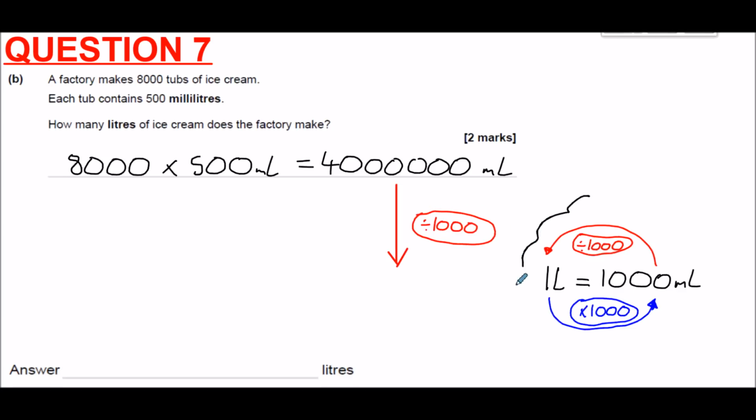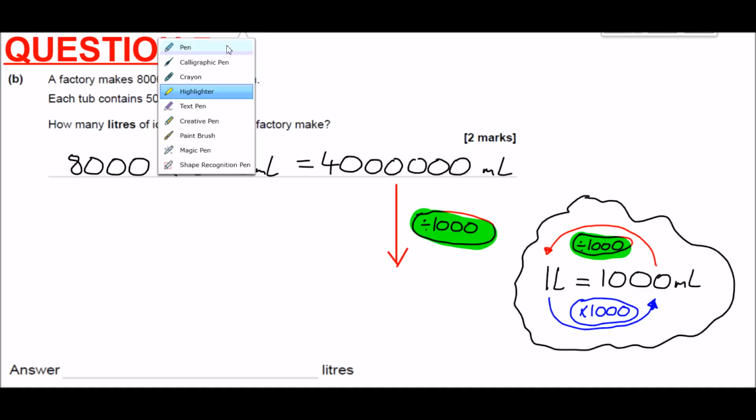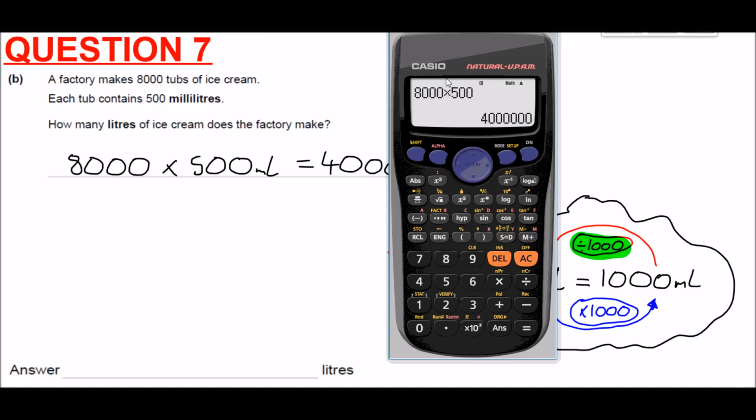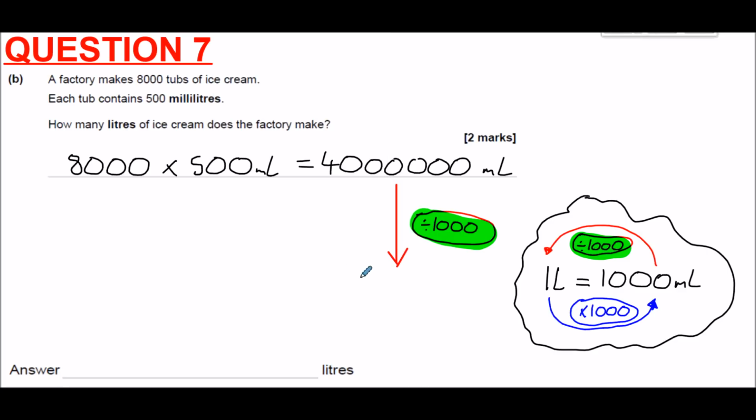So I'm just using this conversion factor here to help us. It's going to highlight where the 1,000 came from. So 4 million divided by 1,000 comes to 4,000 litres. And so that's the final answer for how much ice cream this factory is making in a day.